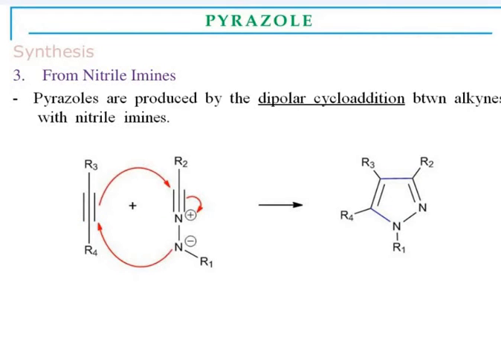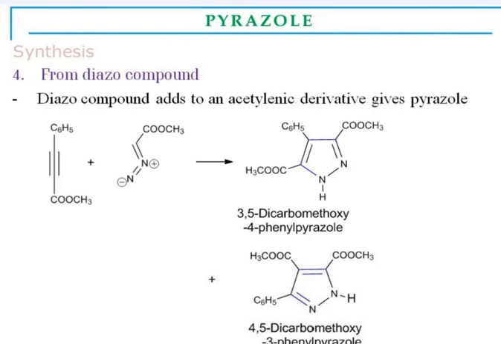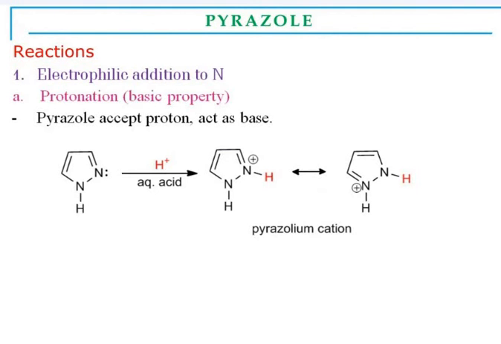Now from nitrilimine, pyrazoles are produced by a dipolar cycloaddition between an alkyne and a nitrilimine. Look at this reaction scheme. From diazo compounds you can also get the pyrazoles.